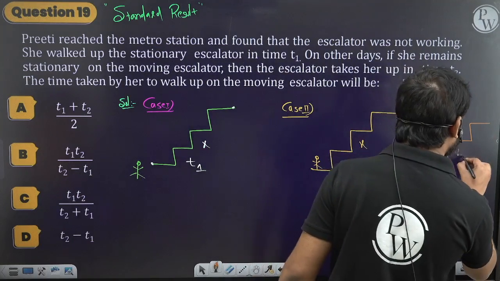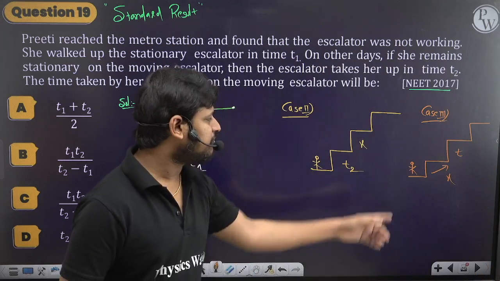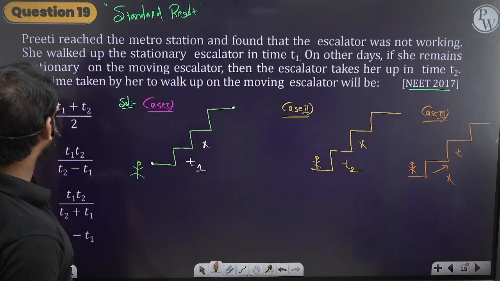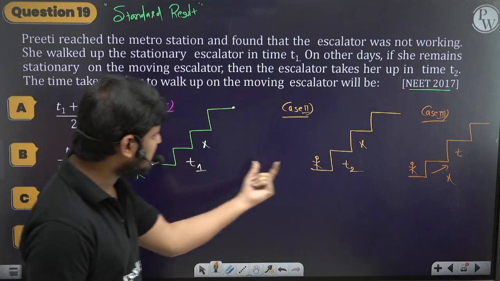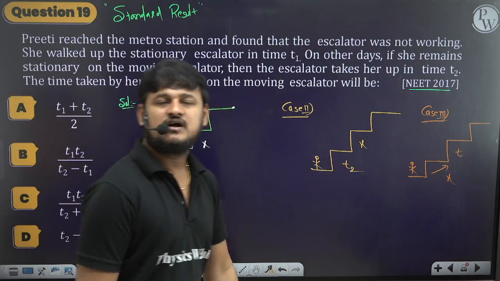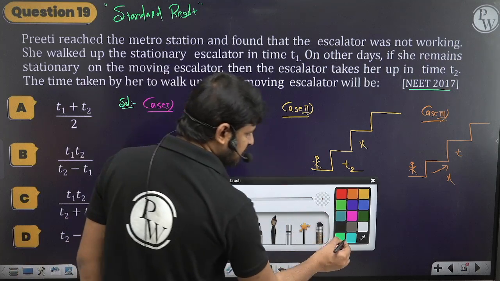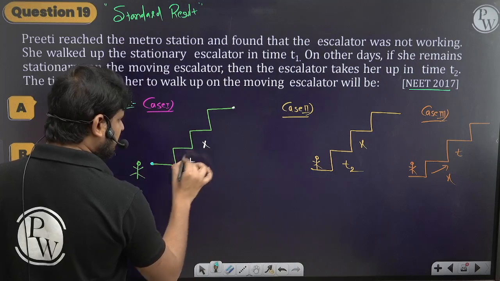Let the time be t. However, the distance from bottom to top is going to be the same. Now we have to find the time t in terms of t1 and t2, in terms of the first case and second case. So first, understand the question properly here. The distance that she is traveling is x.